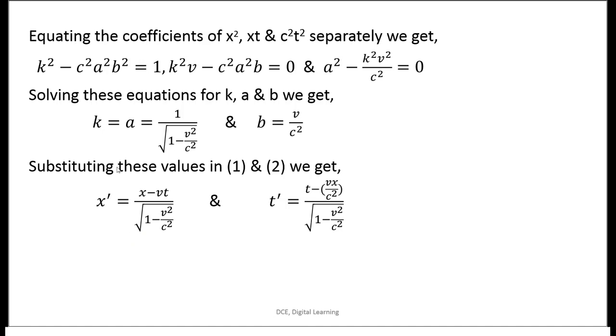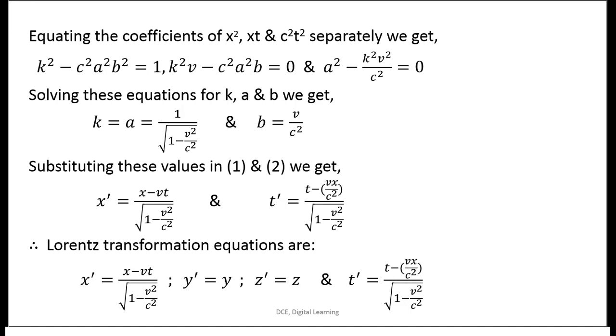So substituting a, k and b in those equations, we get x prime is equal to (x minus vt) by root of 1 minus v square by c square, and t prime is equal to (t minus vx by c square) divided by square root of 1 minus v square by c square. So then the Lorentz transformation equations are x prime is equal to (x minus vt) by square root of 1 minus v square by c square, that was derived here. y prime is equal to y, z prime is equal to z.